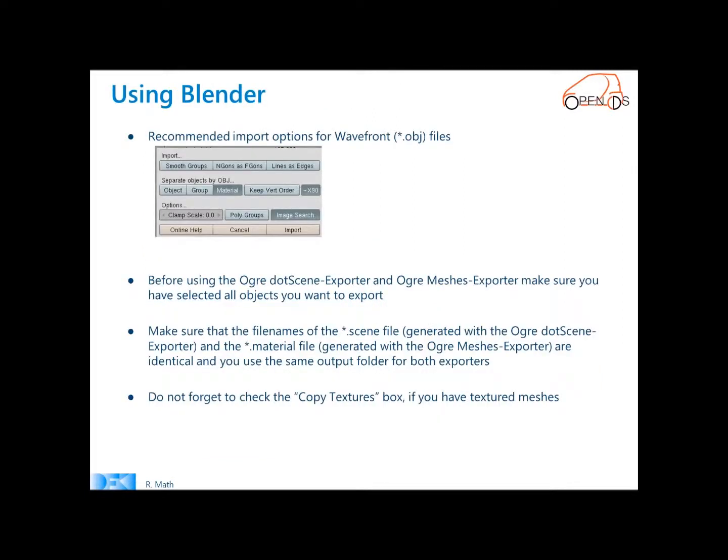For your guidance, here are the settings again. That might be helpful when you want to import objects to Blender. And I also added the most important things you have to consider here. You can use this as an orientation at home. Make sure that you name both in the same way, the scene file and the material file, and click the copy textures box, of course.